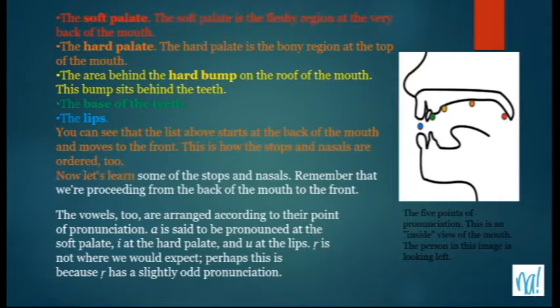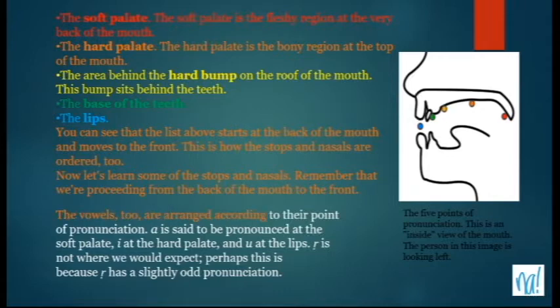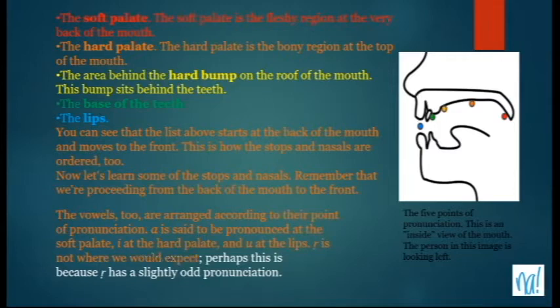Now let's learn some of the stops and nasals. Remember that we're proceeding from the back of the mouth to the front. The vowels, too, are arranged according to their point of pronunciation. One vowel is said to be pronounced at the soft palate, at the hard palate, and at the lips, which is not where we would expect. Perhaps this is because it has a slightly odd pronunciation.